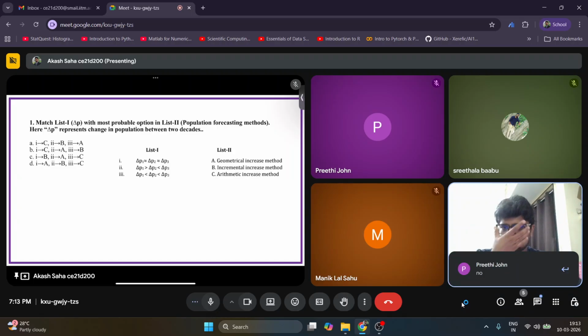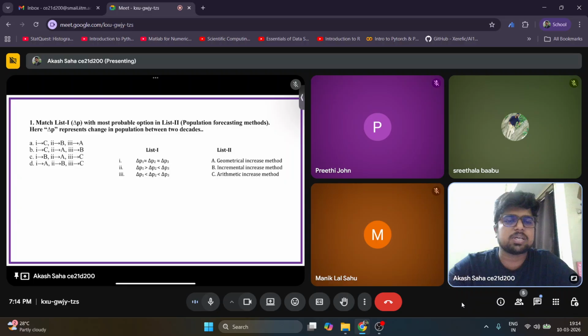The first question is, when we do any kind of population forecasting, how do we select the method? Any idea how we select the method for population forecasting for an area?